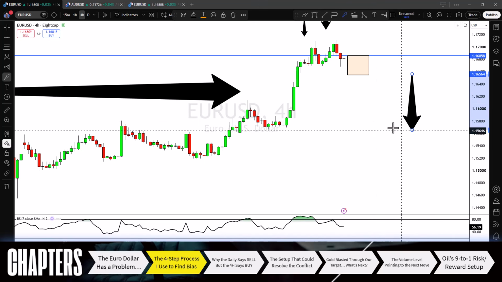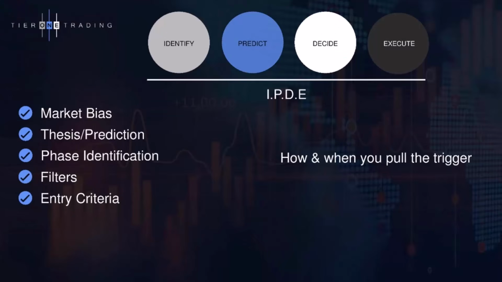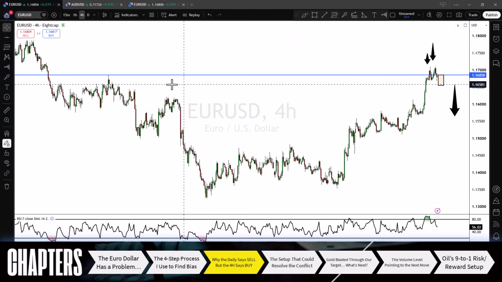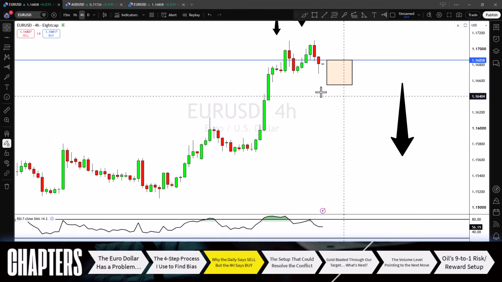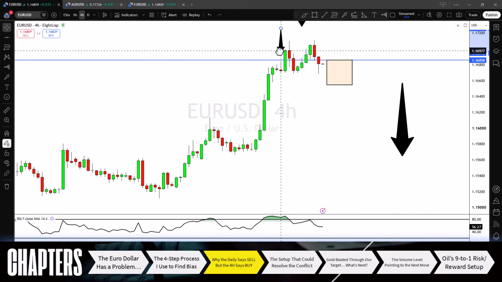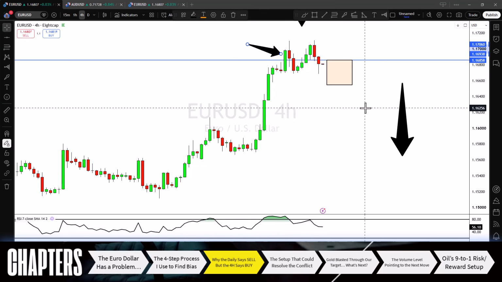Now, as we go down to the 4-hour, the situation changes a little bit. And let's go back to that four-step IPDE process. We still have our same level of structure looking left. However, this time when we ask ourselves the question, did price violate structure? You can see that we clearly have a higher high, higher close right there. If I get this arrow pointing the right way. That is going to send the signal of bullish continuation.